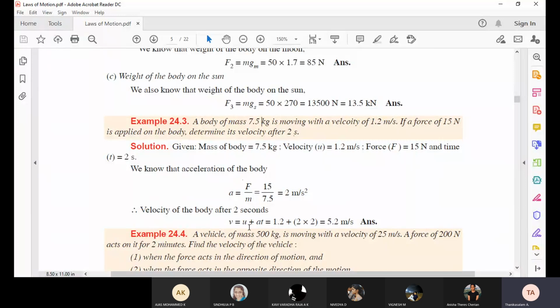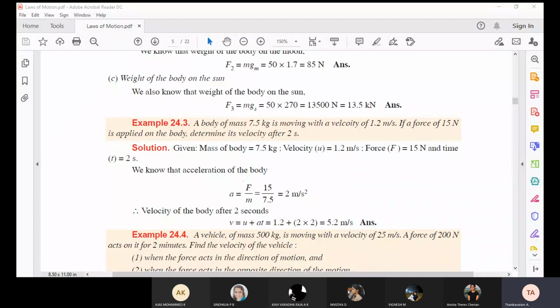Okay, we know V equal to U plus AT. We want V. We know the equations. So you have to always remember the three equations, students. V equal to u plus at. S equal to ut plus half at square. V squared equal to u squared plus 2as. Okay. So in this question, they have given initial velocity and time also. So what we need is acceleration. How do you calculate acceleration?